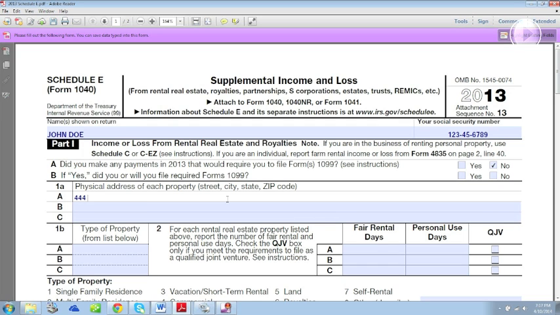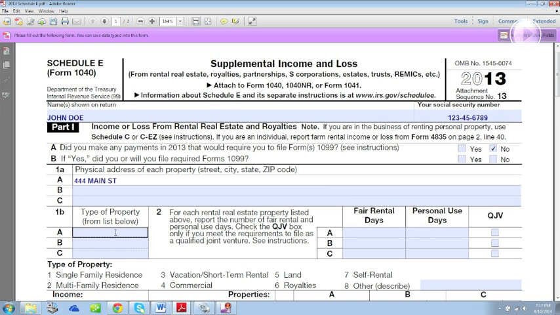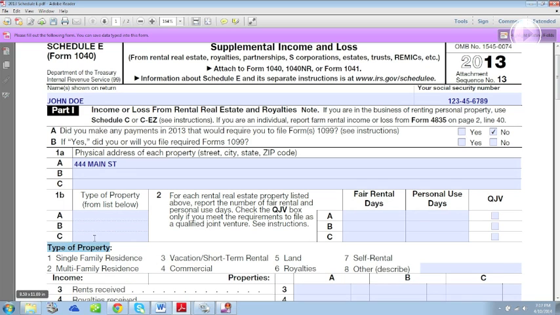We'll just say it's at 444 Main Street. On the free fillable forms, for the type of property, I think you can do a drop down to single family residence. You see the type of property here, it's just number 1, so I'm just going to put 1 right here. Fair rental days, he rented it for the full year, so that's 365 days. He had no personal days.